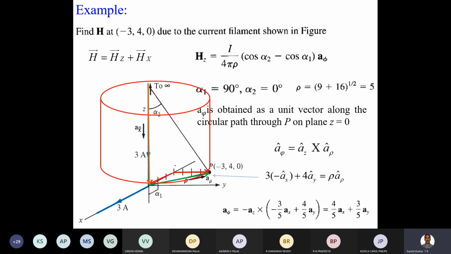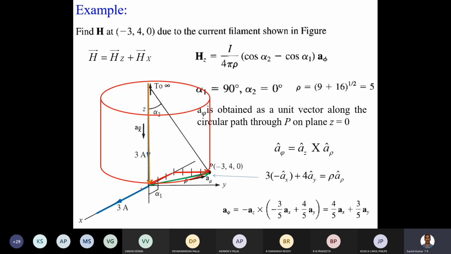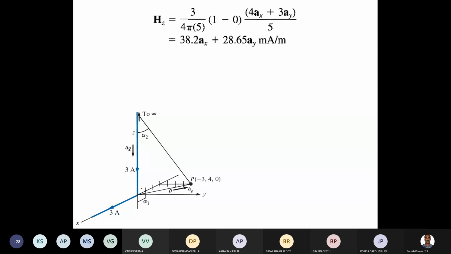Now let us consider the other element, the horizontal element. Any questions with this? Now consider the horizontal element. You need not draw the cylinder, it is just for your visualization. It is like we are considering a cylindrical coordinate system along this axis, but that's not required. Leave it.